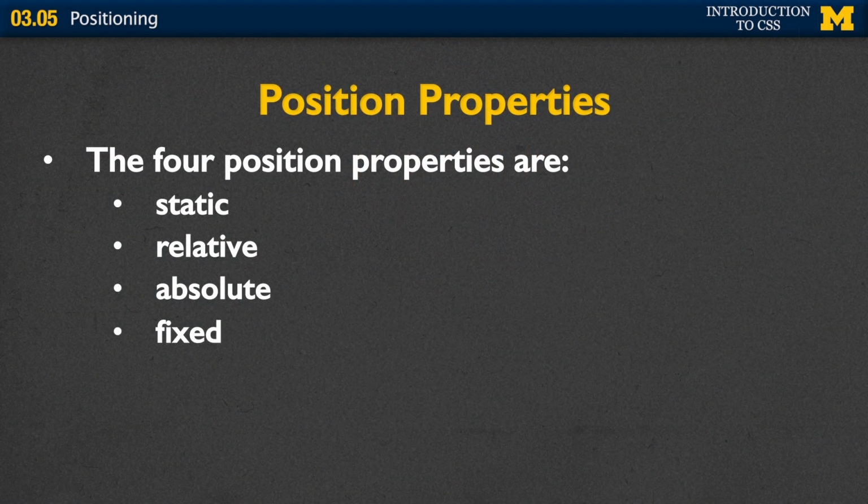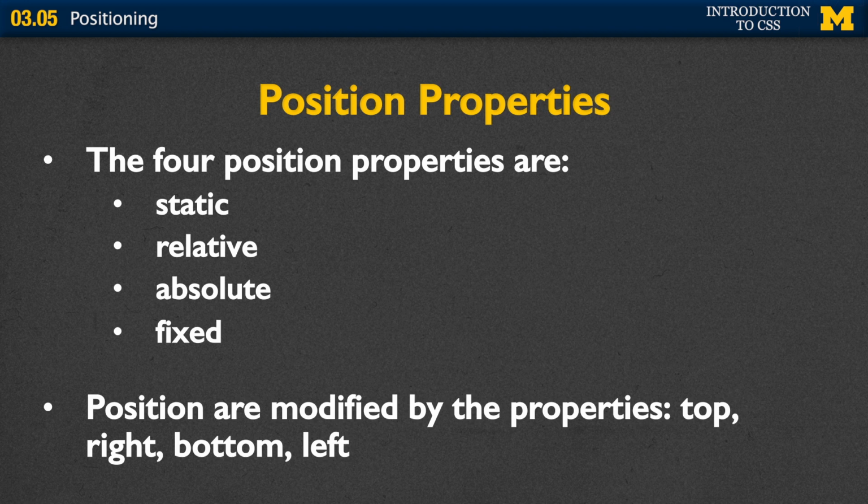So let's begin talking about the different positioning properties that you can use. Okay? The four position properties are static, relative, absolute, and fixed. And for the most part, they're very different. How they work is that each one of these can also be modified by properties such as top, right, bottom, and left.